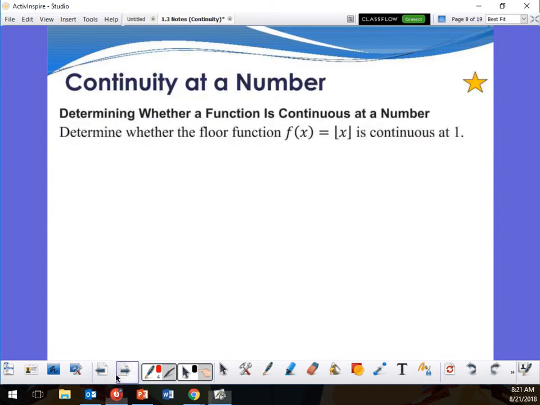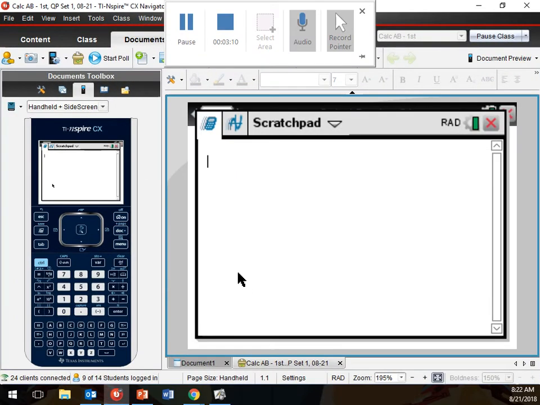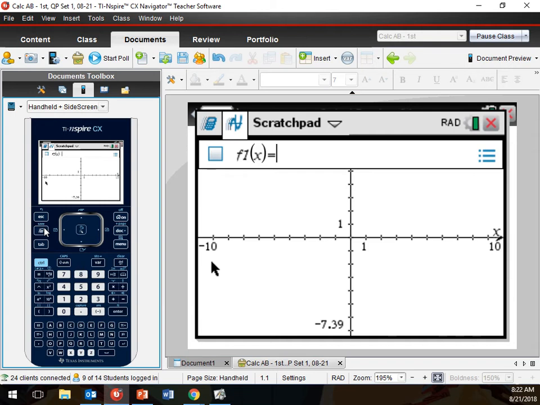All right, let's see. Continuity at a number. Determine whether a function is continuous at a number. Determine whether the floor function, f of x equals, okay, that's a floor function, is continuous at 1. Now, I'm going to show you guys on your calculator, so I know you guys all have those. So, I'm going to go to a floor function right here, f of x.